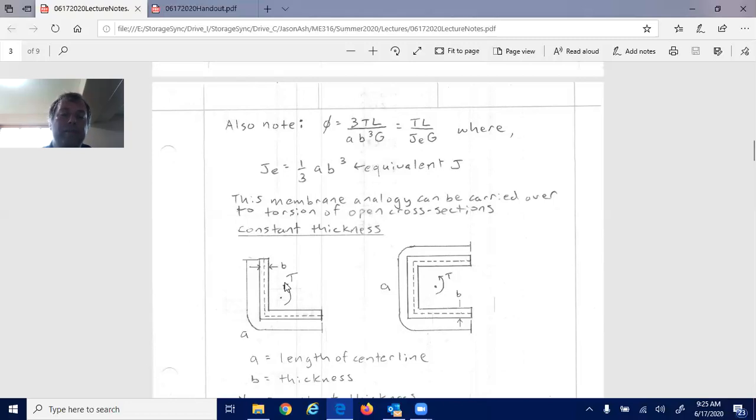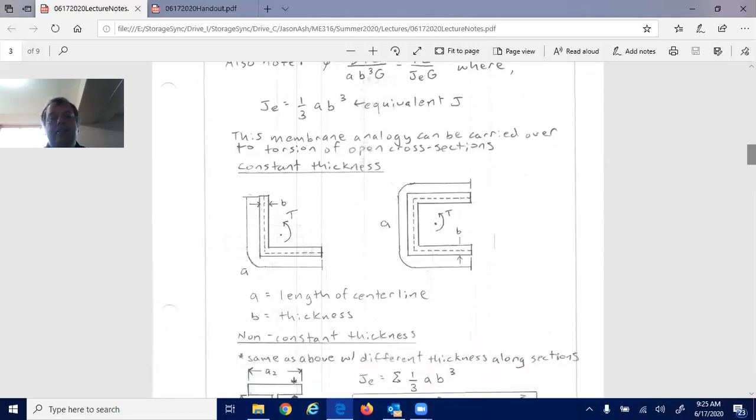But that would be valid for analyzing the torsion of an angle iron. And you can see the same thing for a U channel. A would just be the length of that center line, the dashed line, and B would be the thickness. And so this becomes really helpful in that now you can do just a back of the envelope calculation to figure out what the maximum shear stress is for open cross sections like angle iron, U channels.